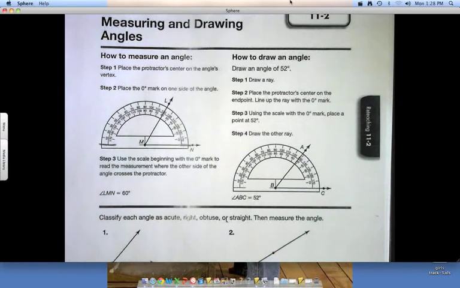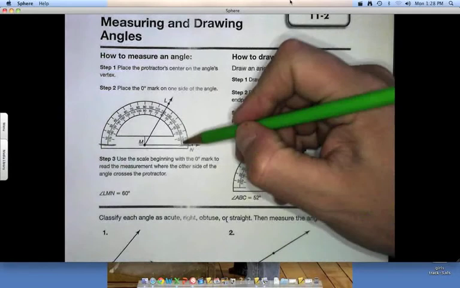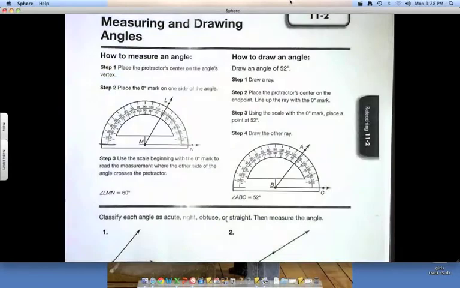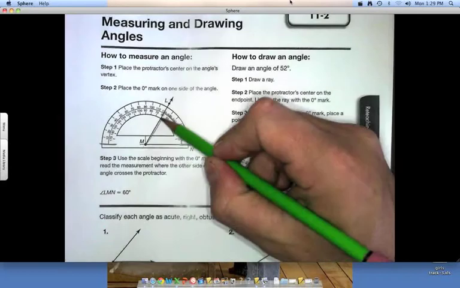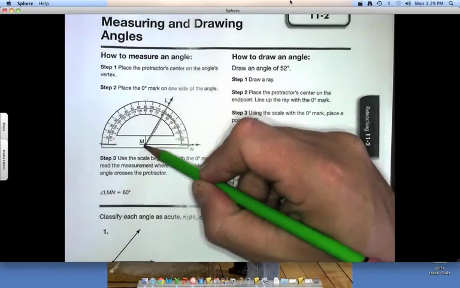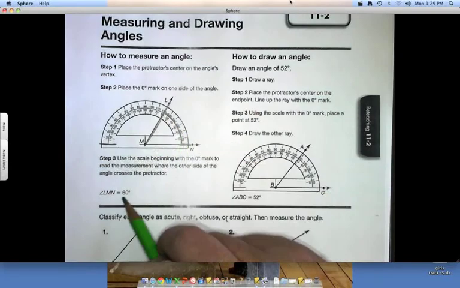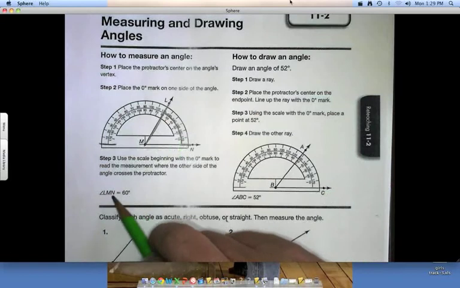Step 3 is to use the scale beginning with the 0 mark to read the measurement where the other side of the angle crosses the protractor. So using that 0 degrees, go up from there until it crosses. Where they meet, right here, is where you will have your measurement. You can see we have 120 and 60. In this particular case, angle LMN is 60 degrees.